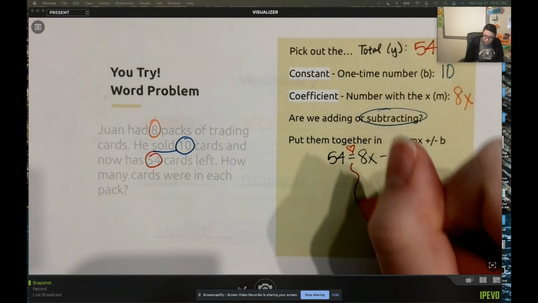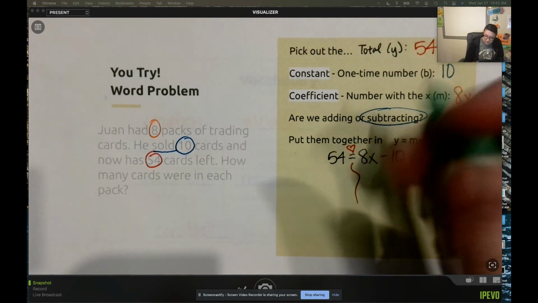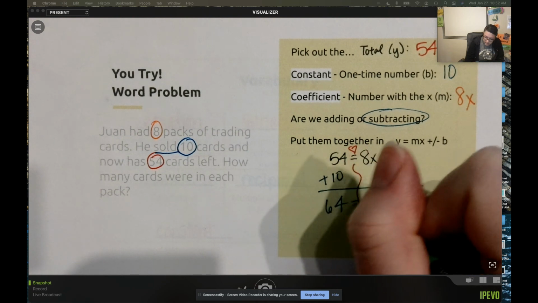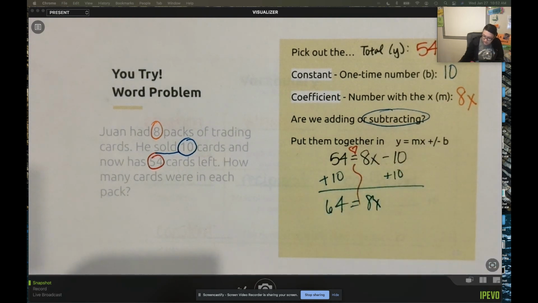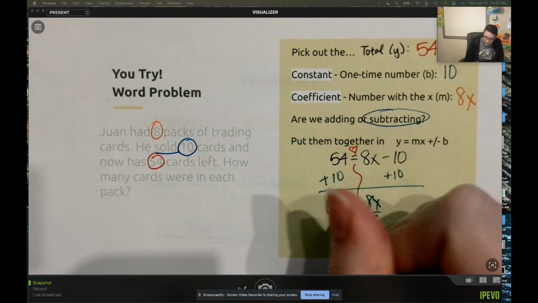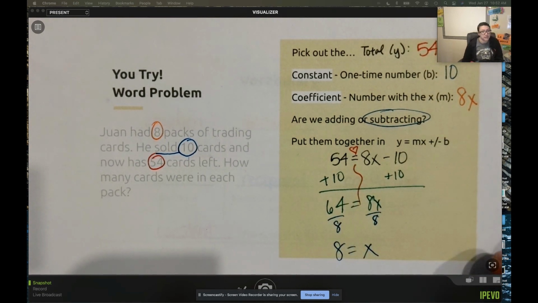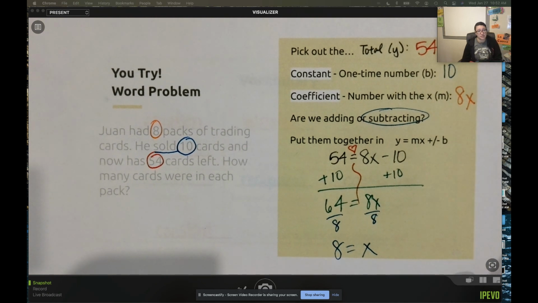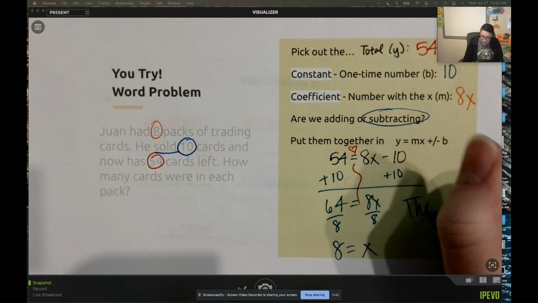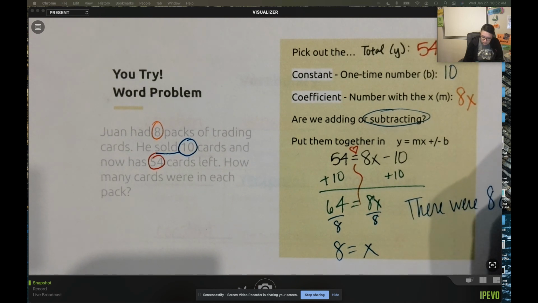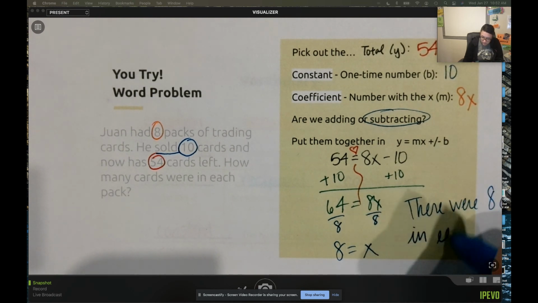Then if I go through and solve, do my inverse operations, I get 64 is equal to 8x. Divide both sides by 8, and I get 8 is equal to x. But I'm not a robot. If somebody says how many cards were in each pack, I'm not going to say 8 equals x. I'm going to sound crazy. I would say there were 8 cards in each pack.